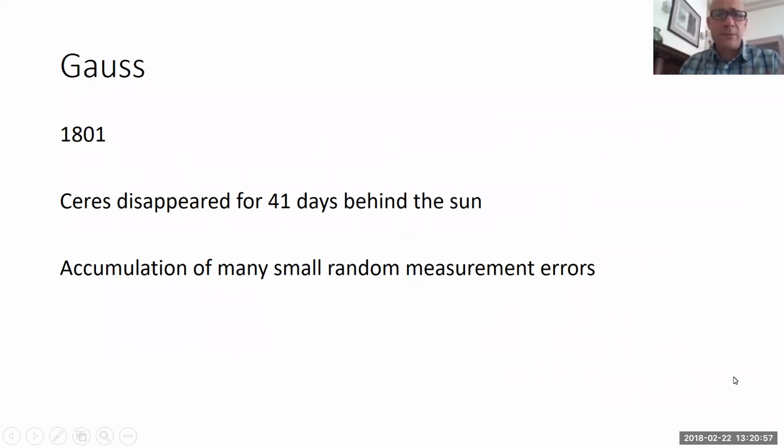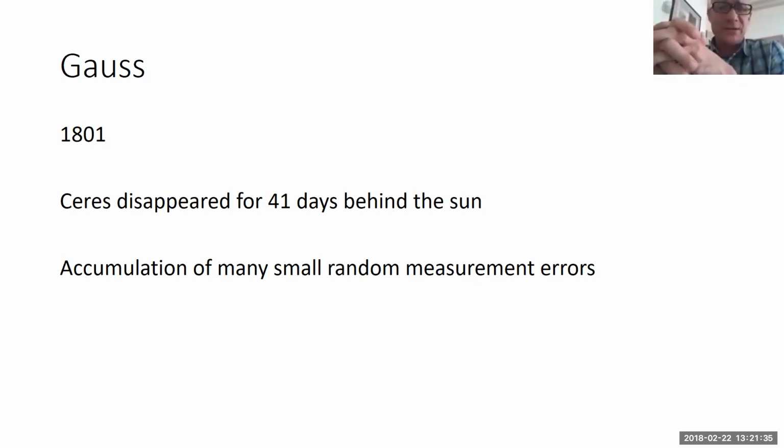Now, the next step forward was due to Gauss in 1801. He became famous throughout Europe by being able to predict where an asteroid called Ceres was going to reappear after disappearing behind the sun for 41 days. He had a lot of data from astronomers around Europe, and he realized that the observations were subject to many small random measurement errors. So there were no large errors due to, for example, the telescope footings becoming unbalanced or something like that.